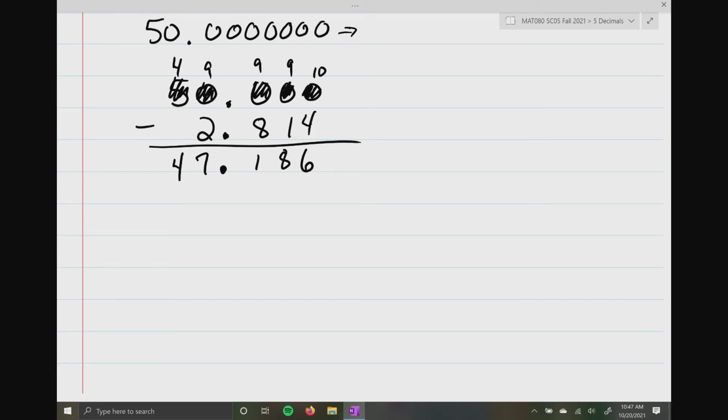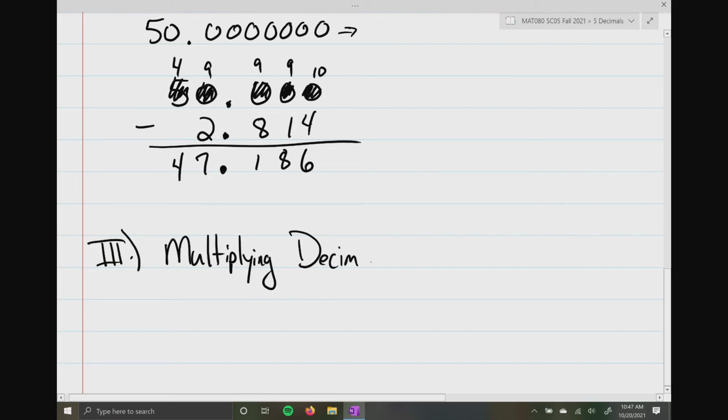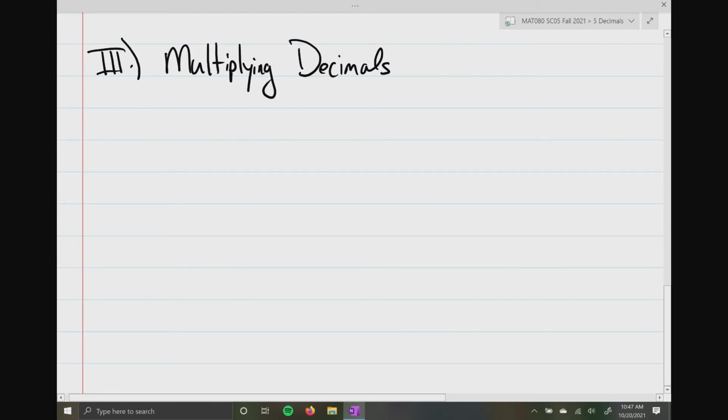So the last thing I want to go over is multiplying decimals, okay? And what I'm going to do is give you the steps first, and then show you a couple problems on how we actually apply them. So step 1. All you got to do is multiply. In other words, you don't have to align the decimals. I don't say align them, so don't worry about it. Just multiply.